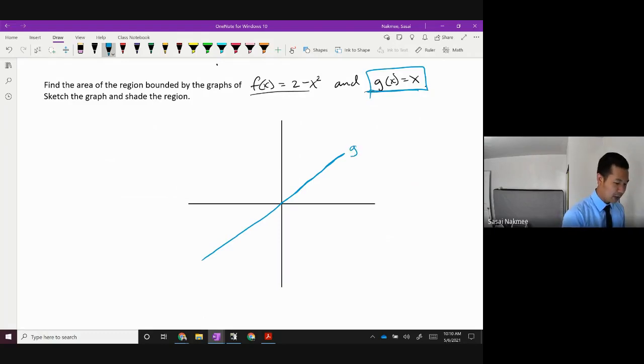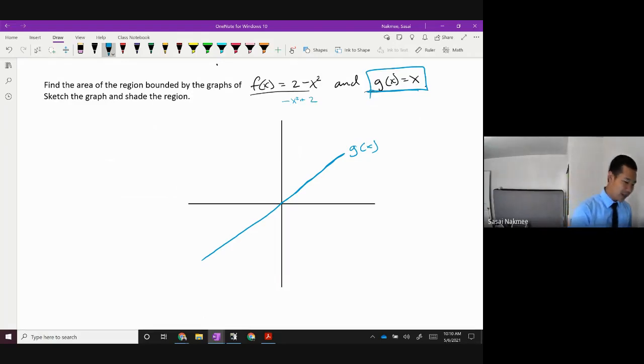All right, there's my g of x. You guys got the other one? What's the other one look like? 2 minus x squared. Or in other words, if you want to look at it, it's technically negative x squared plus 2, if you want to look at it that way.